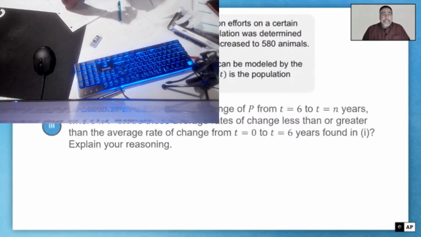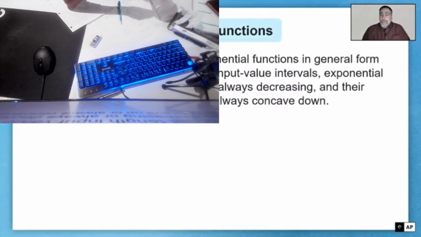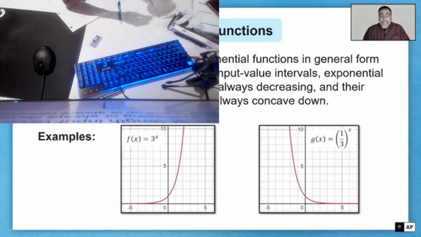Let's take a look at this next slide, where we're going to do the rapid review on exponential functions. Because the output values of exponential functions in general form are proportional over equal length input value intervals, exponential functions are always increasing or always decreasing, and their graphs are always concave up or always concave down. What that means is if you know you've got an exponential function that exhibits increasing behavior in one place, it's going to be increasing for its entire domain. The same is true if it's concave up in one place, it's concave up for the entire domain. And the converse of that will also be true.